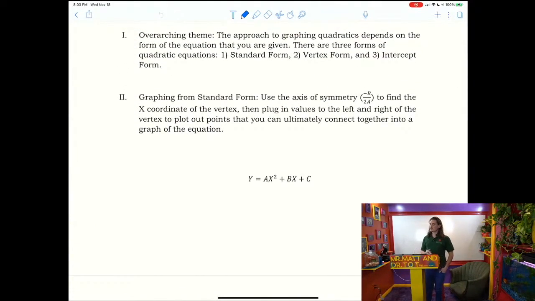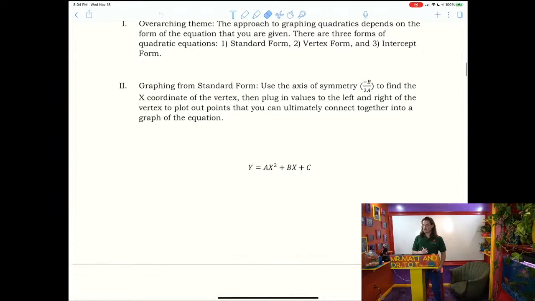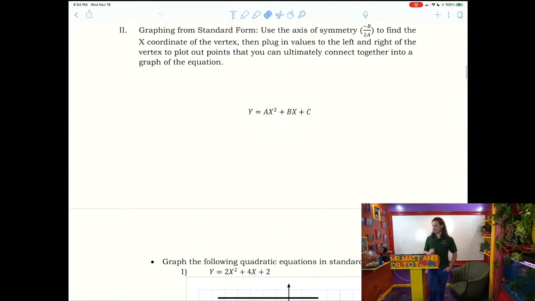So overarching theme, the approach to graphing quadratics depends on the form of the equation that you're given. There are 3 forms of quadratic equations that we're going to talk about at least. We have the standard form, the vertex form, and the intercept form. Now the standard form is y is equal to ax squared plus bx plus c. Notice that a is the coefficient that is next to the x squared variable. B is considered the coefficient next to just the x variable, that's x to the first power. And c is the constant value that has no variable attached to it.